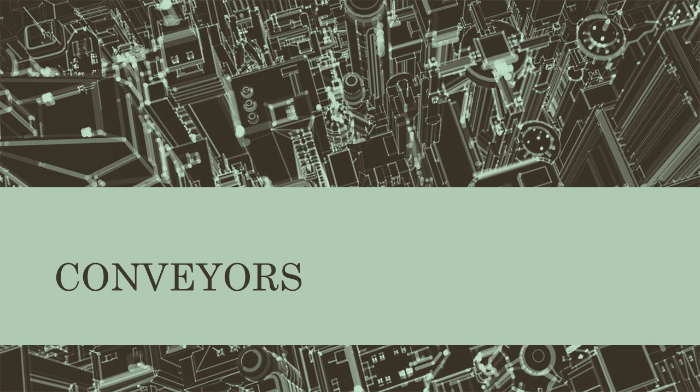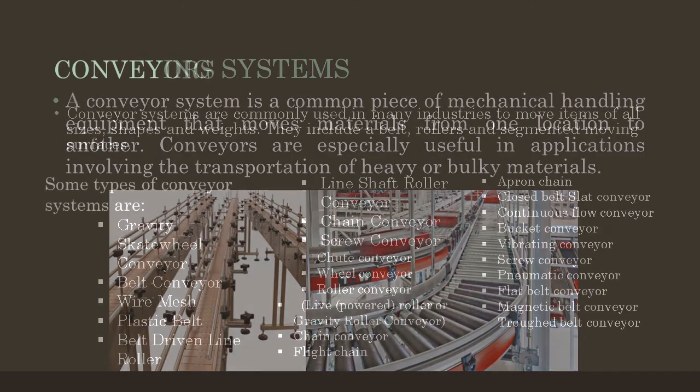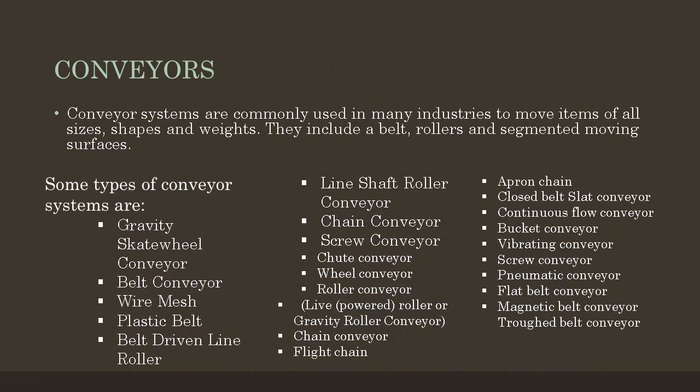Conveyors. A conveyor system is a common piece of mechanical handling equipment that moves materials from one location to another. Conveyors are especially useful in applications involving the transportation of heavy or bulky materials. Some types of conveyor systems are gravity roller conveyor, gravity skate wheel conveyor, belt conveyor, wire mesh, plastic belt, belt-driven line roller, line shaft roller conveyor, chain conveyor, and screw conveyor.